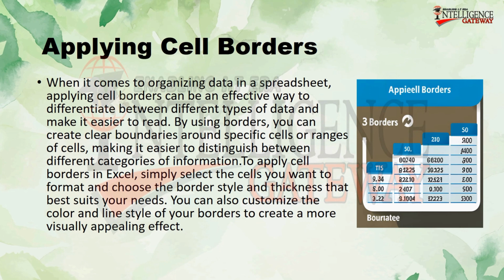Applying cell borders. When it comes to organizing data in a spreadsheet, applying cell borders can be an effective way to differentiate between different types of data and make it easier to read. By using borders, you can create clear boundaries around specific cells or ranges of cells, making it easier to distinguish between different categories of information. To apply cell borders in Excel, simply select the cells you want to format and choose the border style and thickness that best suits your needs. You can also customize the color and line style of your borders to create a more visually appealing effect.